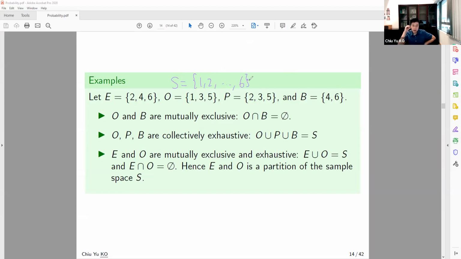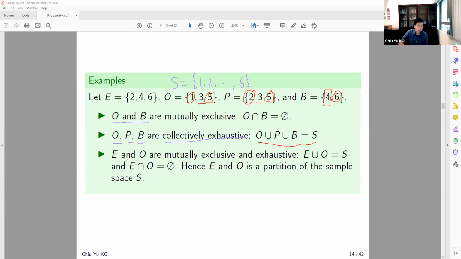Now we can easily see the first observation: O and B are mutually exclusive, because O is the odd numbers and B is the big even numbers. So if one is true, the other cannot be true, because odd and even are already mutually exclusive. And odd, prime, and big even are collectively exhaustive. Why? Because there are 6 numbers here, and we can always find each number in these three sets. You can find 1 here, 2 here, 3 is here, 4 is here, 5 is here, and 6 is here. So we have everything there, and that's why the union of all of them is S.